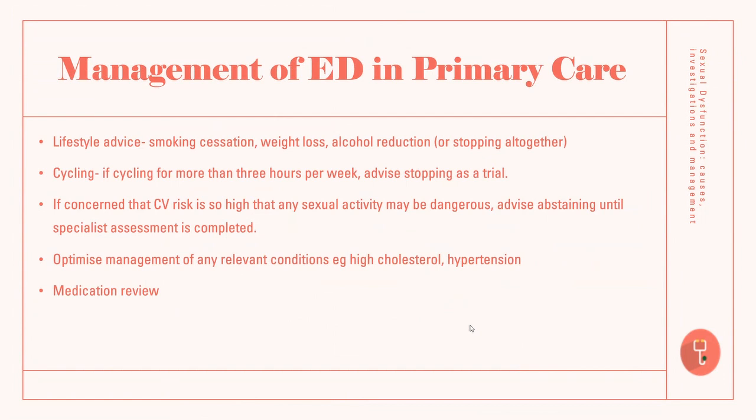Okay, so in primary care, there's lots of bits and bobs we can do for erectile dysfunction, because this is normally the first point of contact for a patient who has these symptoms. So lifestyle advice: stop smoking, lose weight if that's applicable to the patient, reduce their alcohol or stop it altogether. Again, that can be applied to patients presenting with all sorts of different symptoms, and it's just generally good lifestyle advice. Cycling, which I didn't actually know until I was preparing for this session. So if they cycle for more than 3 hours a week, ask them to stop cycling for a bit and see if it improves.